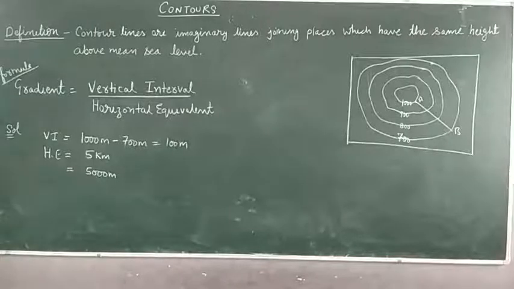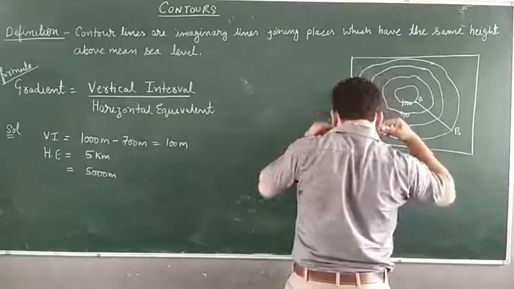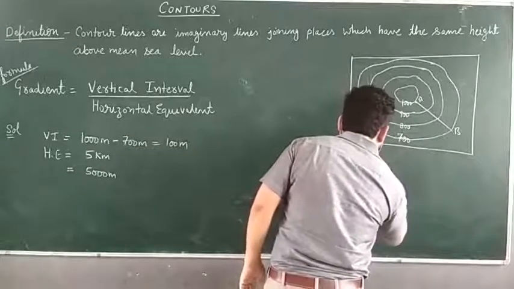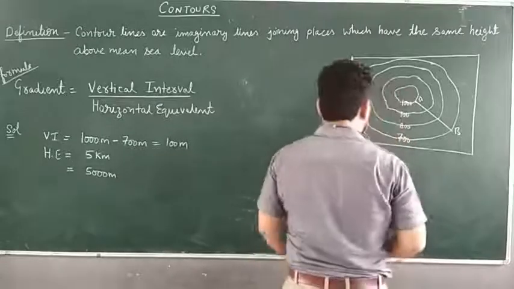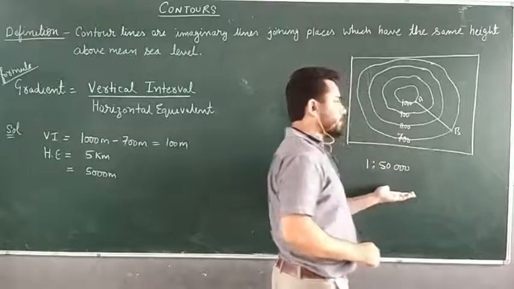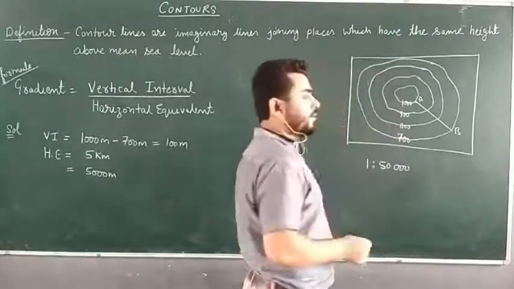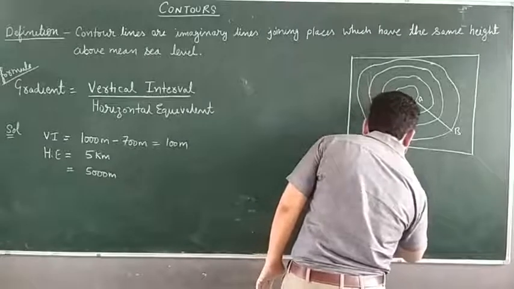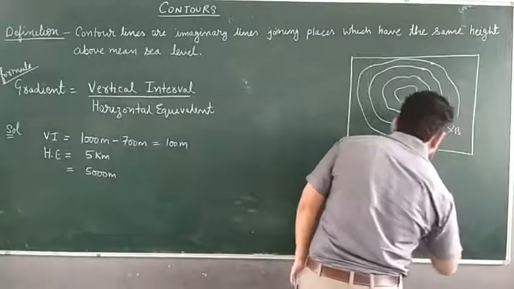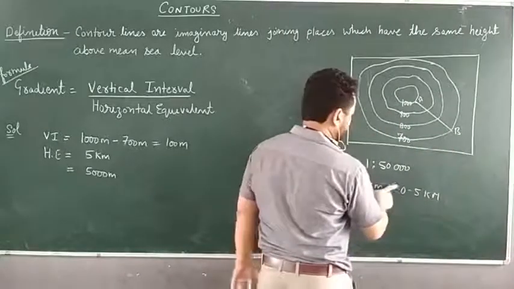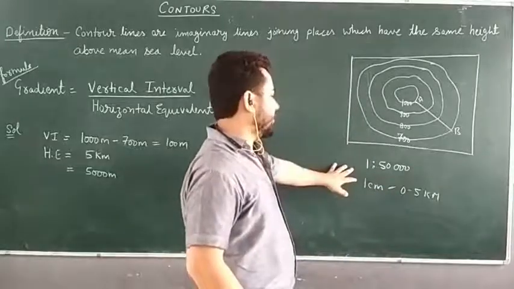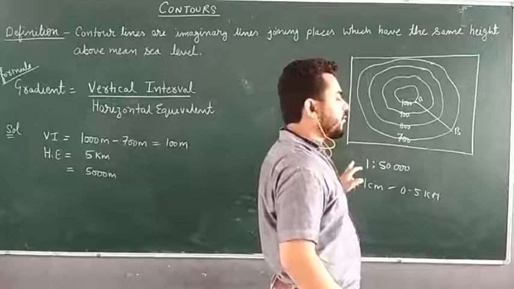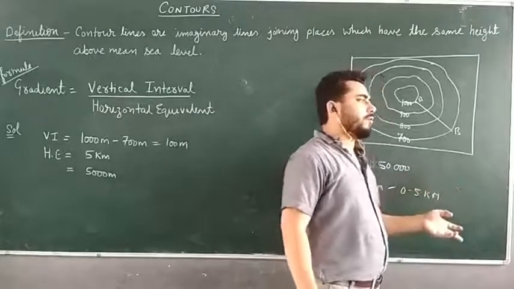The scale is given here, 1 is to 50,000. It means 1 centimeter on paper is equal to 0.5 kilometers on the ground. If it is given 1:50,000, it means 1 centimeter on the topo sheet will be equal to 0.5 kilometer, or half a kilometer, on the ground.